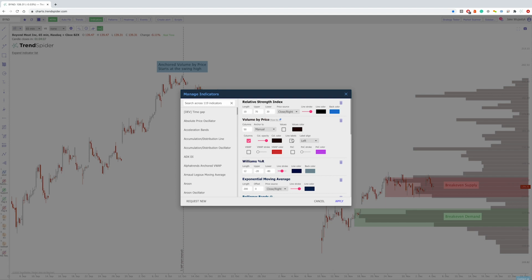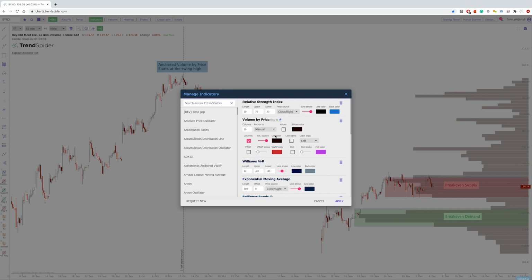Everyone has their own way of doing this. I like to keep the chart very clean. I don't like a lot of other lines on there, generally just because I already have an idea of where the VWAP and the point of control are, and I don't really need to see the values for the volume. I can just see it visually. So these are the settings that I use.